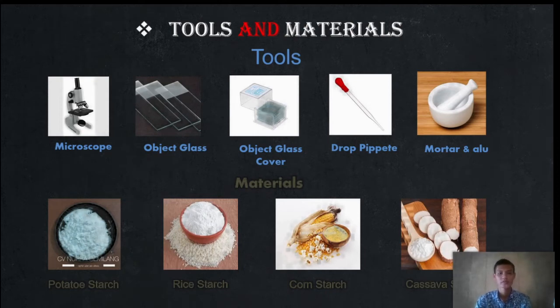In this practicum, we use these tools: microscope, object glass, cover glass, drop pipette, and mortar and pestle. And the materials we use are potato starch, rice starch, corn starch, and cassava starch.